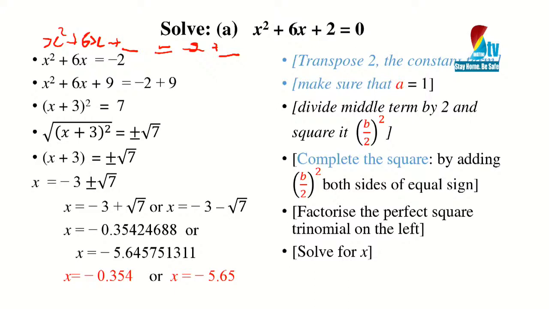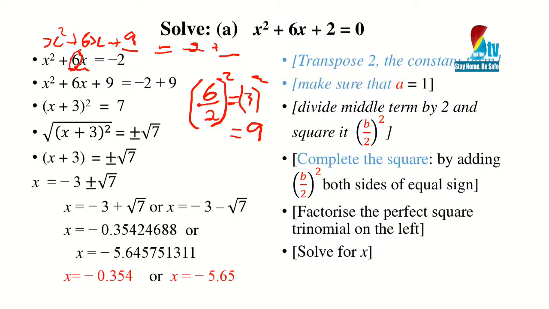We take the coefficient of x, which is plus 6, and then we divide it by 2, and then we square the result. When we do that, we get 3 squared, and 3 squared is 9. So this is the number that we are going to add on the left hand side so that it becomes a perfect square trinomial. So we add 9.